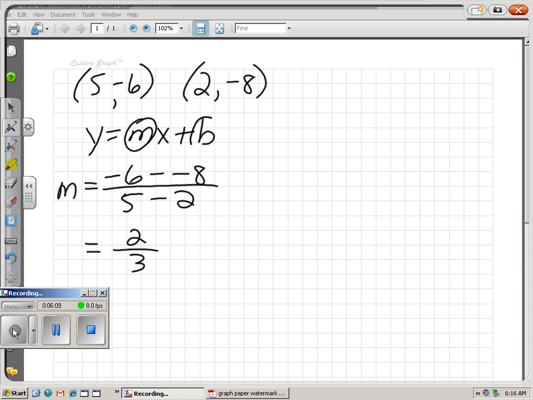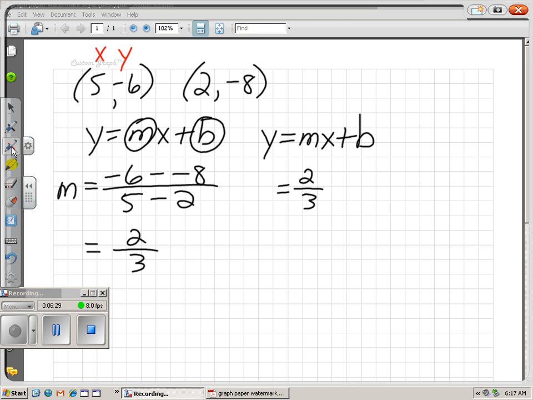Next, we figure out what our b is. So y equals mx plus b. You guys notice I start with this almost every time. We know that m is 2/3. So I'm going to take out the m and put in a 2/3. And now we just need to borrow an x and a y. I'm going to borrow this first x and y. So I'm going to take out my y and put in negative 6. And take out my x, use parentheses, put in my 5. And my plus b is out there on the end. That's what we're solving for.